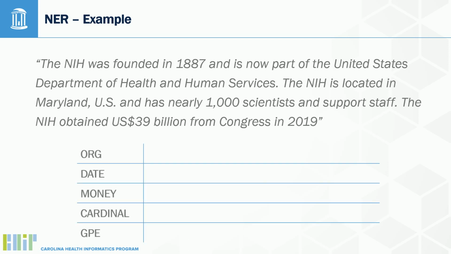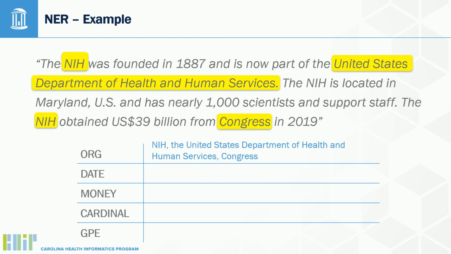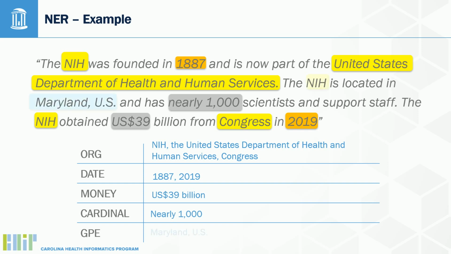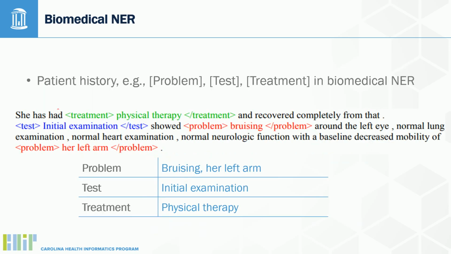This text contains several facts about the NIH, and we can extract information like organization, date, money, cardinal number, and geopolitical entities such as countries, cities, and states. The NER can also be used in biomedical text. For example, in this patient history report, we can extract information like the patient's symptom or test or treatment he or she has taken in the past.